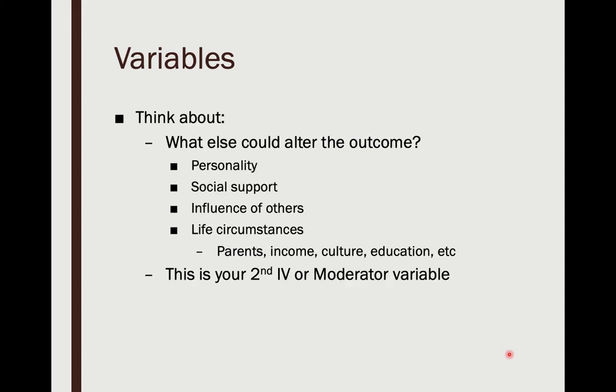And third, you need to think about what else could alter the outcome. Personality, social support, influence, circumstances. This is your second independent variable or your moderator variable. So you need 2 independent variables or predictor variables and 1 outcome or dependent variable.